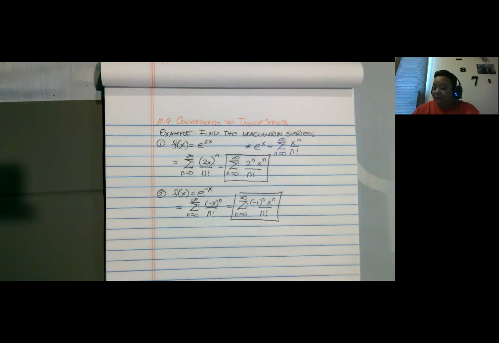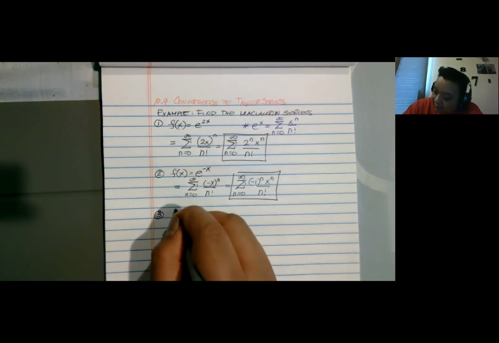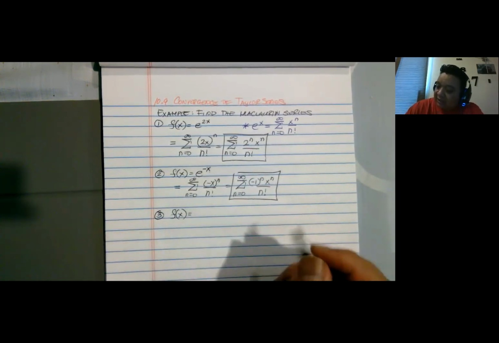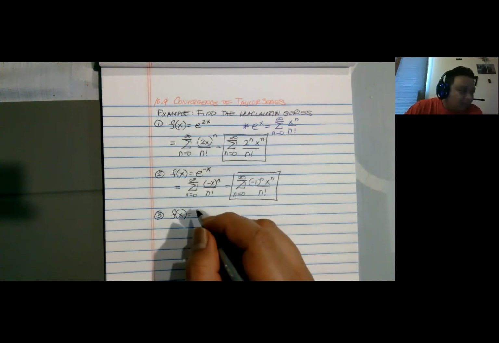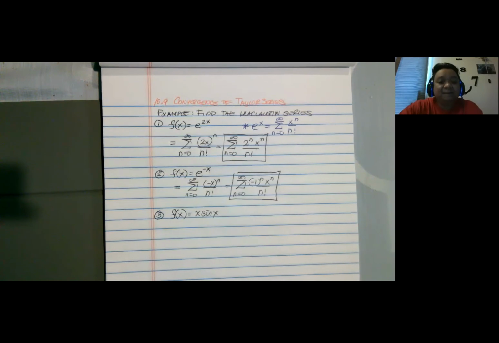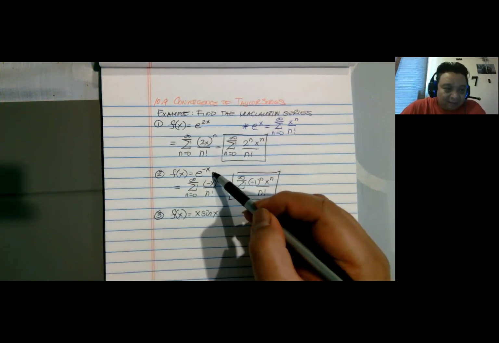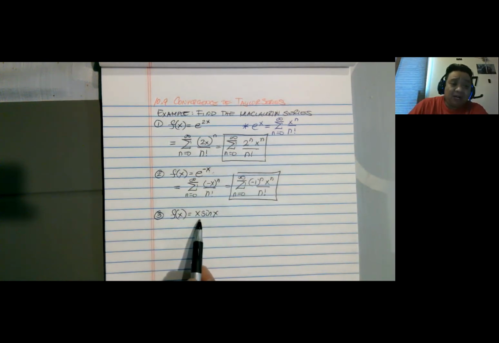Okay, so I want to try another one. Example number 3. So f of x is equal to, what do I want to use here? Let's do this one. How about x times sine x? Okay. So this is more of a substitution, right? You're replacing the x in your power series. This is a product, right? So it's an x times a sine x.